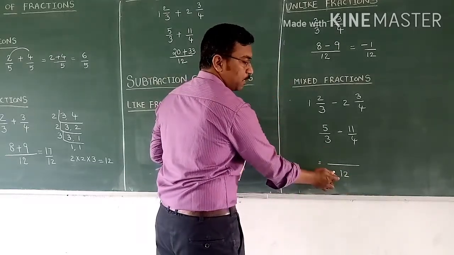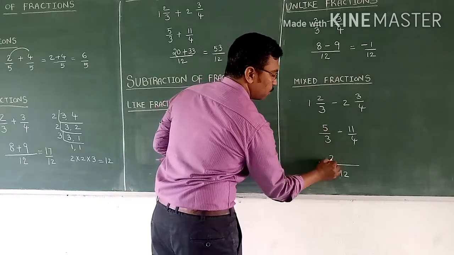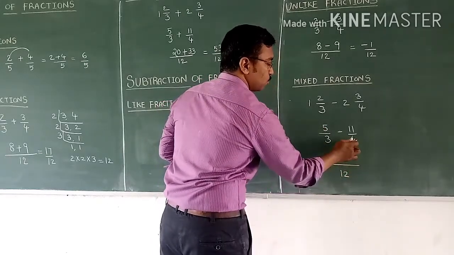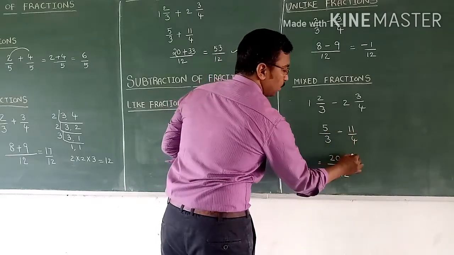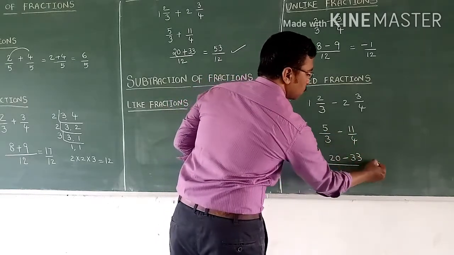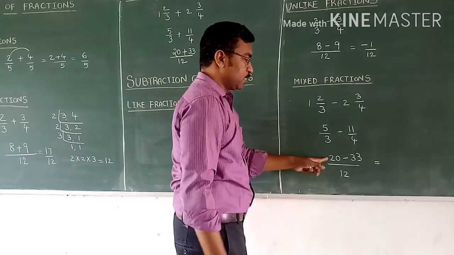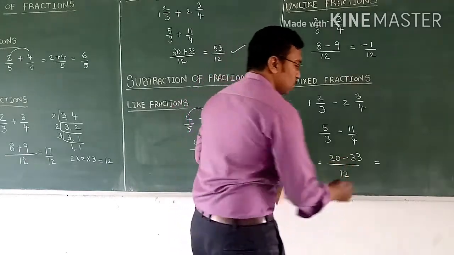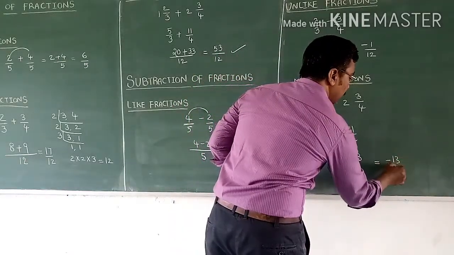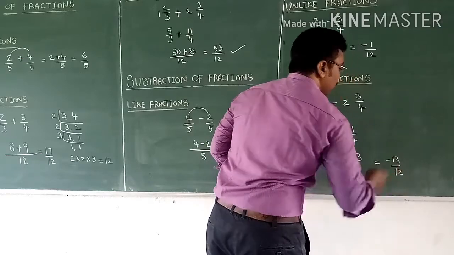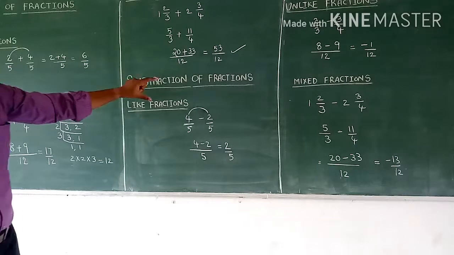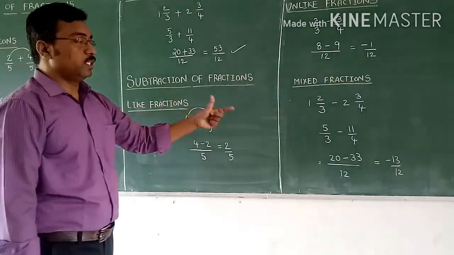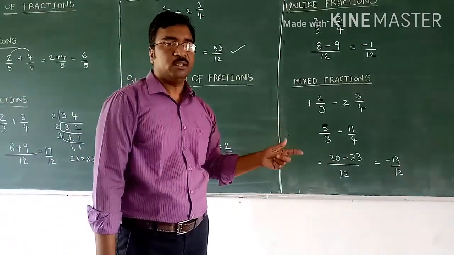3 divides 12 by 4 times. 4 into 5, 20, minus 4 divides 12 by 3 times. 3 into 11, 33. So finally we get 20 minus 33. So minus 13 by 12 we get. In this way we can do the addition of fractions and subtraction of fractions. Next we will do the comparison of fractions.